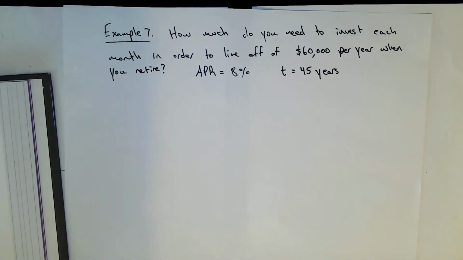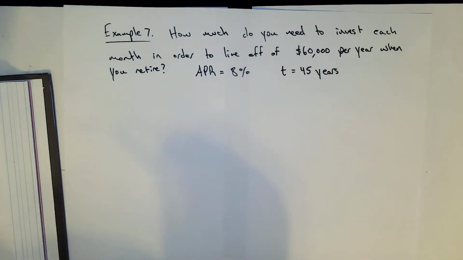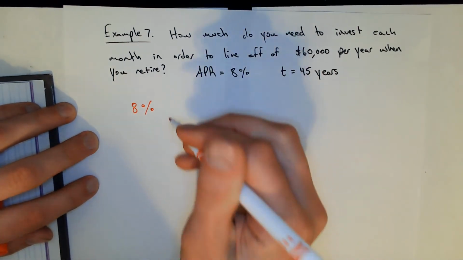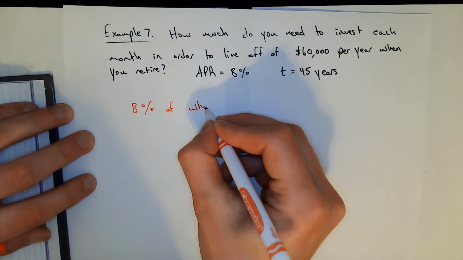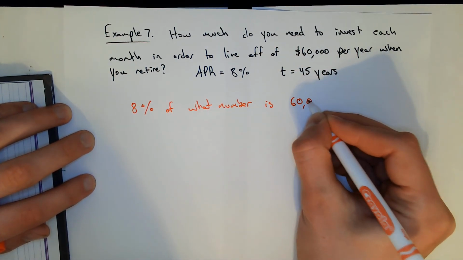So I'm asking how much money do you need to have saved up so that just the interest is earning $60,000 per year? So first, let me start with that question. What does that lump sum need to be so that 8% of it is $60,000? So I'm asking this question. Let me get my red marker. I'm asking this, 8%, which is the annual percentage rate, of what number is 60,000?